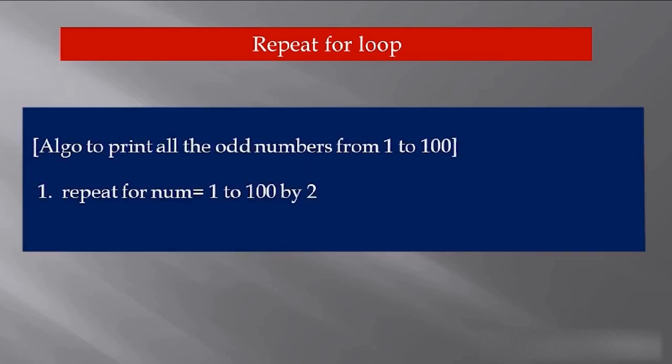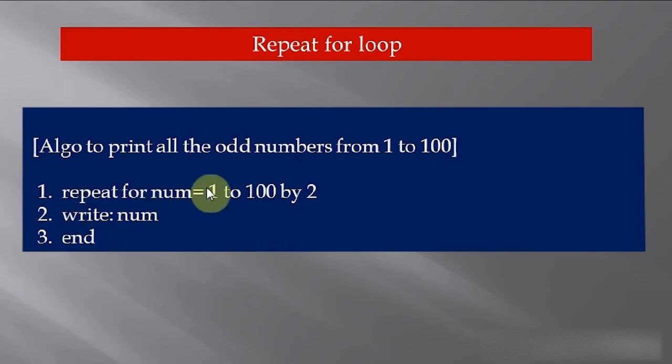Let's have another example which you can understand very easily on your own. This is an algo to print all the odd numbers from 1 to 100. So what I am doing is repeat for num is equal to 1 to 100 by 2. Now the initial value of num is 1. Why? Because we are supposed to print odd numbers, and each time the value of the counter variable num will be incremented by 2 and not 1. So the first time the control will go into the loop block, write colon num, the value of num will be printed. So that is 1.